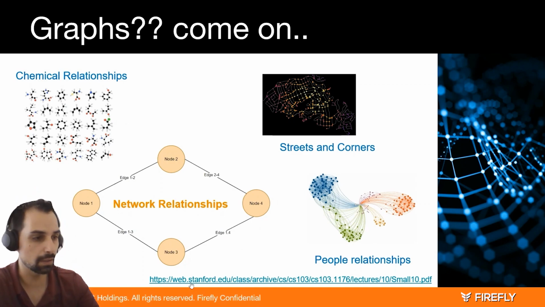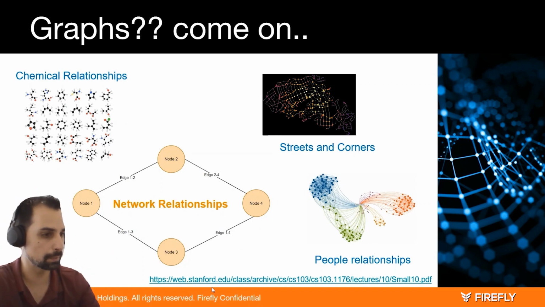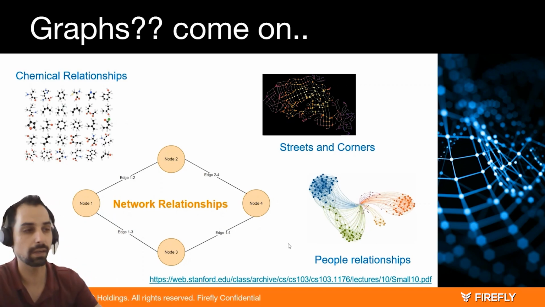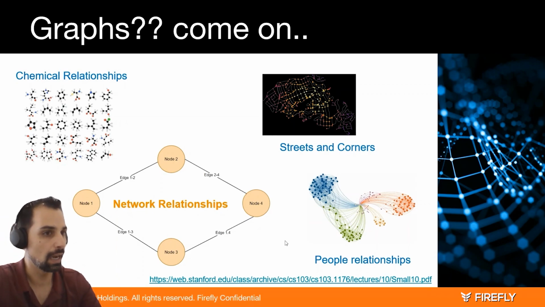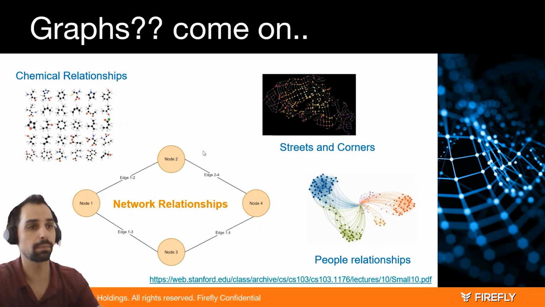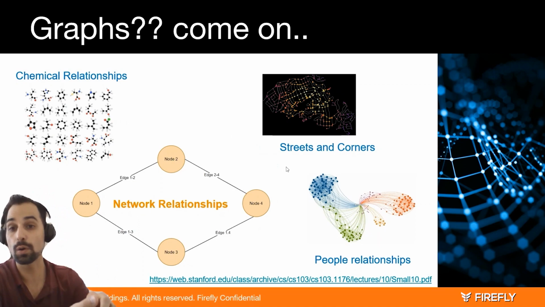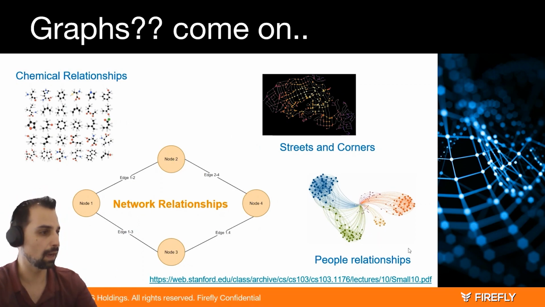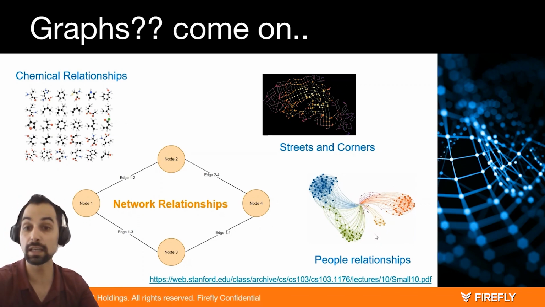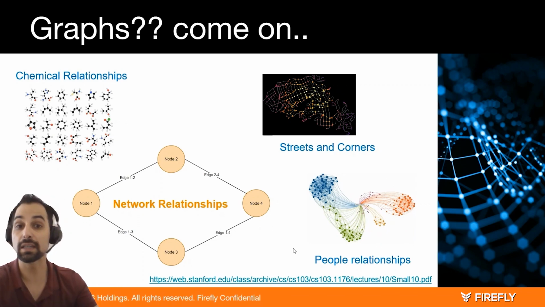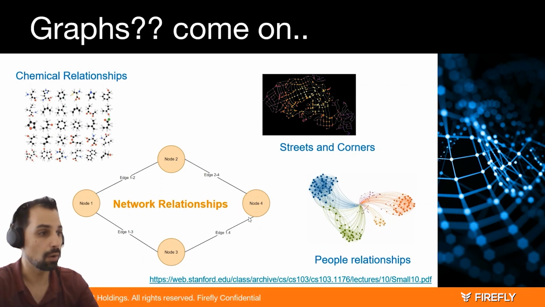This is just a very brief overview. You can check that link, which has a better and more detailed explanation. But basically, with graphs we can, for instance, represent chemical relationships. We can represent streets and corners, where each node could be a corner and each street is going to be the edge. People relationships, for instance, in LinkedIn, we could represent the LinkedIn network using a graph.